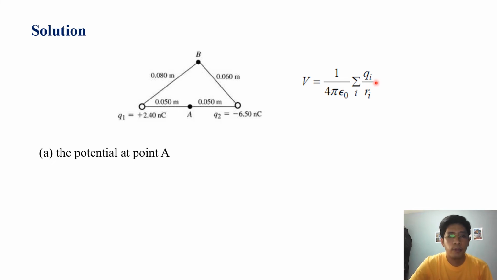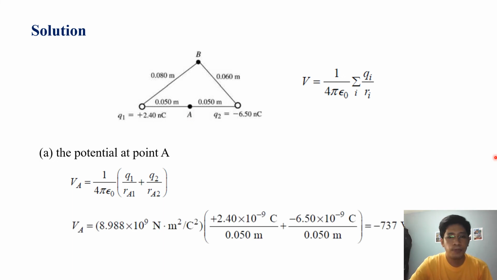So let's find the potential at point A here. We just use this formula here. So your VA is 1/4 pi epsilon naught times Q1 over RA1, your Q1 here and the distance of Q1 from A, plus Q2 over RA2, so Q2 here and this distance measured from your Q2 to your point A. This is the potential at point A, and then inputting the values.